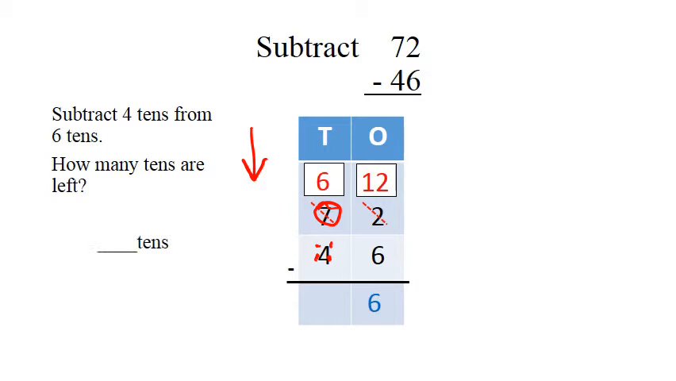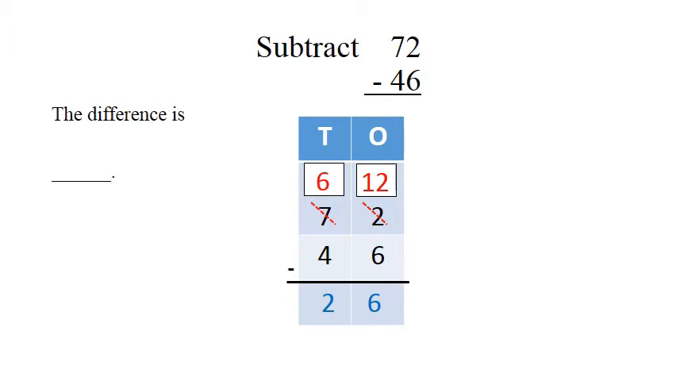How many tens are left? 2 tens are left. Now I'm going to record that in my tens place. Therefore, my difference is 26.